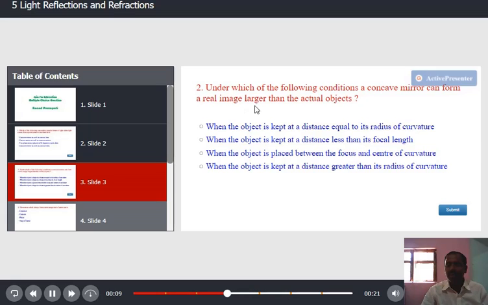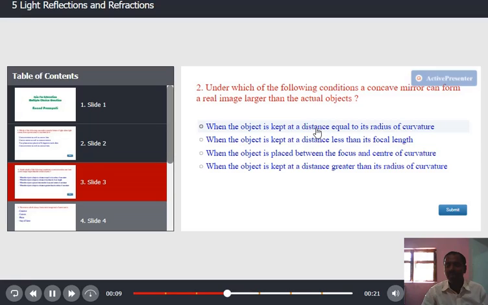In the rest of the 4 cases, we get a real image, but in only one case we get a larger one. When the object is placed between C and F, then we get a larger image and the image is real. Let's see the option. When the object is kept at a distance equal to the radius of curvature, it means the center of curvature, or at C.